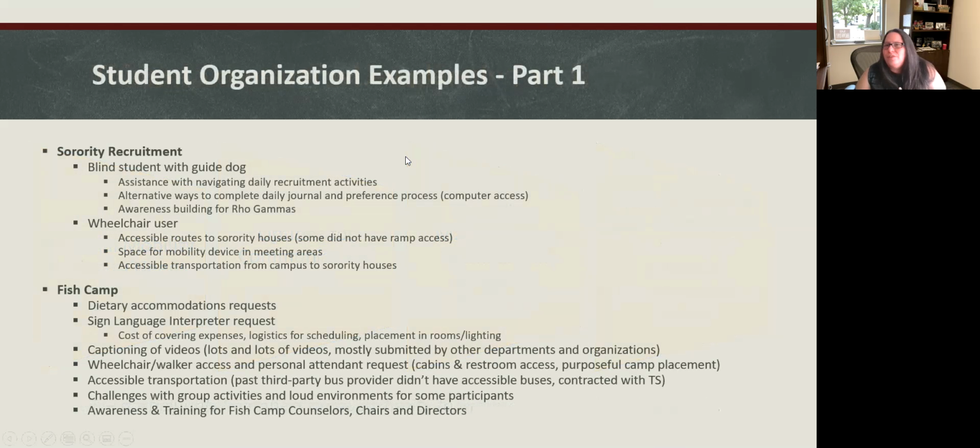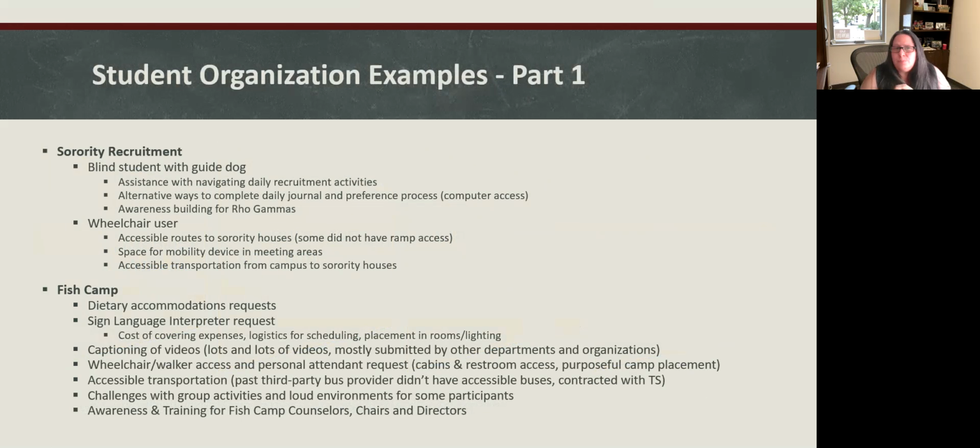So I want to give you a couple of examples, just talk through some things that people have seen here on campus. Two really big programs that happen on campus every year are sorority recruitment and Fish Camp. Fish Camp has thousands of students go through it, and sorority recruitment has hundreds. They've handled a variety of things, but these are the ones that stand out in my memory of things we had to work through.